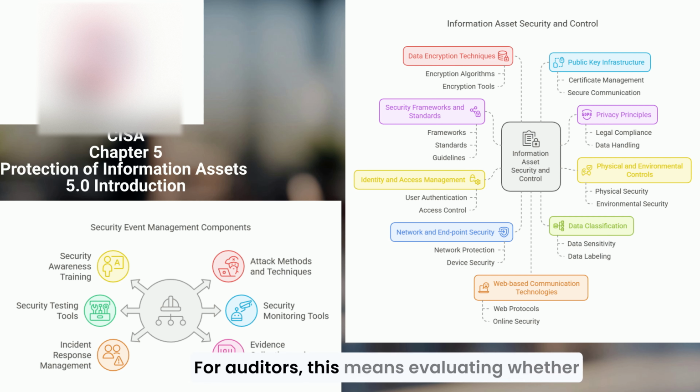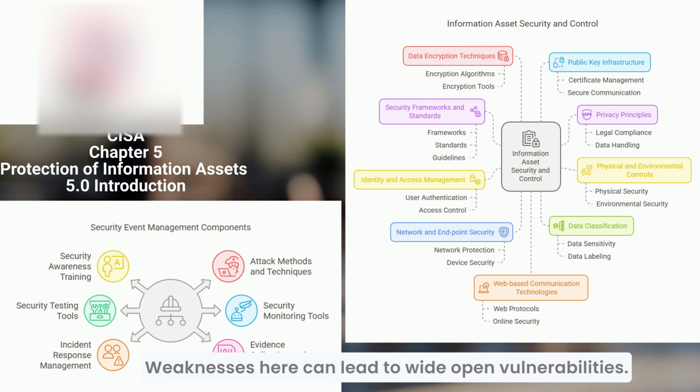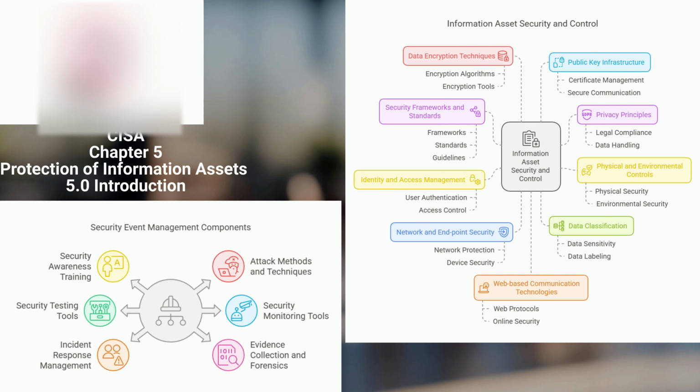For auditors, this means evaluating whether an organization's IAM policies are foolproof. Are there clear mechanisms to revoke access when employees leave or change roles? Are access logs being reviewed regularly? Weaknesses here can lead to wide open vulnerabilities.